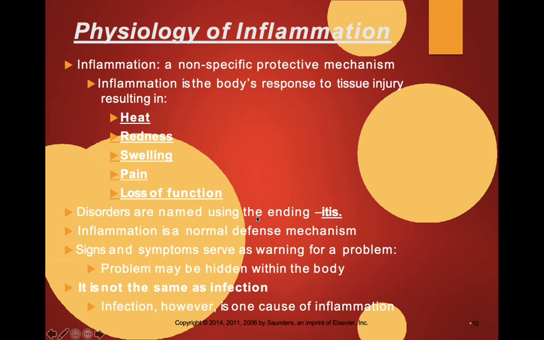Disorders are named using the ending itis. So when something is inflamed, you can have a tendinitis. You can have an appendicitis. You can have a fasciitis. Okay? So anything that ends in itis is always some form of inflammation. And again, it's the normal part of the defense mechanism.